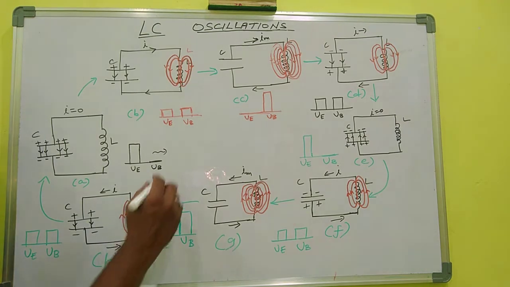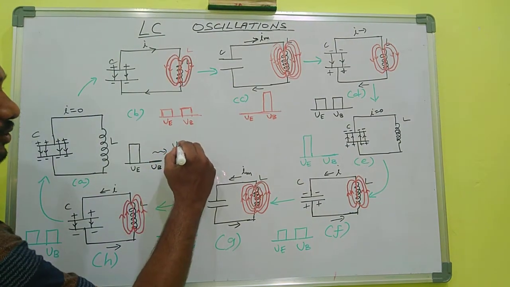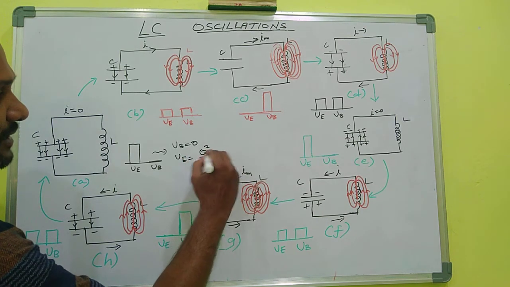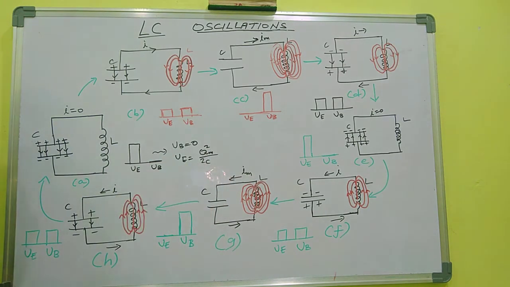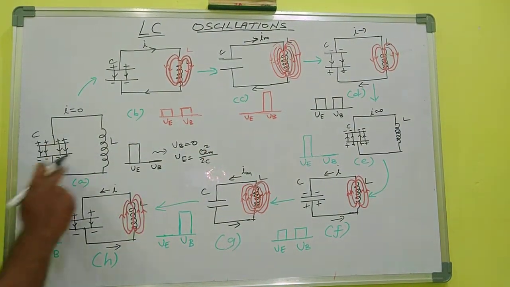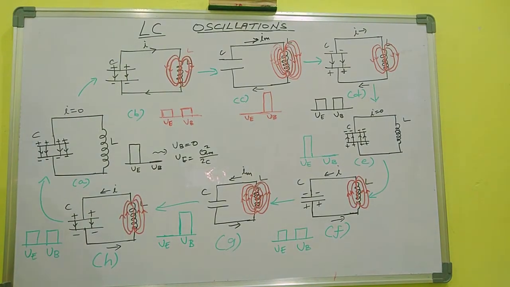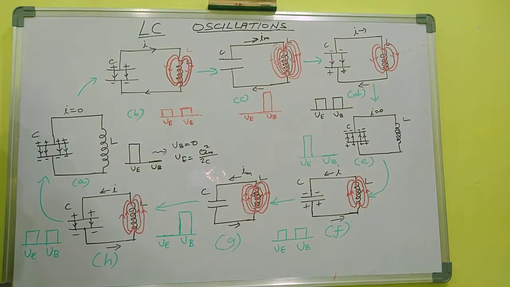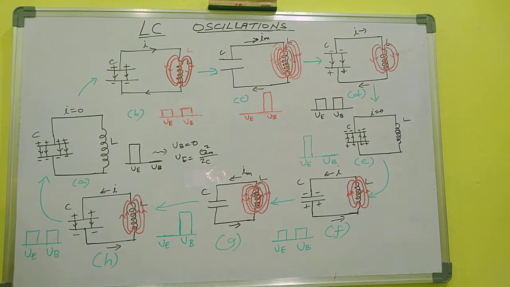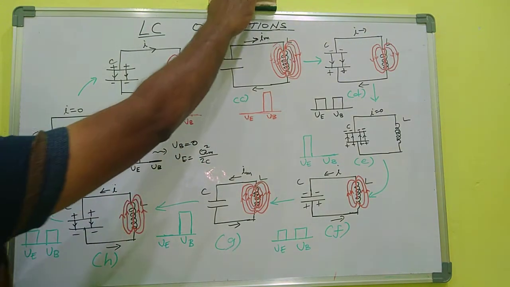So we can write the expression UB is equal to 0, and UE is equal to Q square by 2C. Here I am using capital letter QM. QM means the charge is maximum. Here the capacitor is fully charged. So we are writing QM square by 2C. This is the expression for the first case. UB is equal to 0, UE is equal to QM square by 2C.